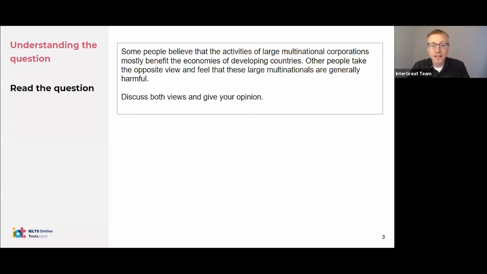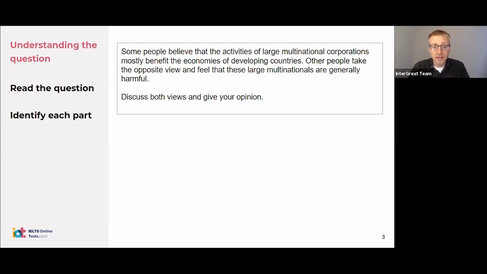Okay, so this is a typical discuss both views question. We can see that it's about large corporations or companies and if they benefit the economies of developing countries or not. Now, each question in task 2 will have 2 parts. It will have a kind of statement, which is the first part. This is sometimes called a lead-in. And it will have a question or a set of instructions telling you what you need to do with the statement. So here, this part is our lead-in. Some people believe that. And we need to discuss both points of view and give our opinion.